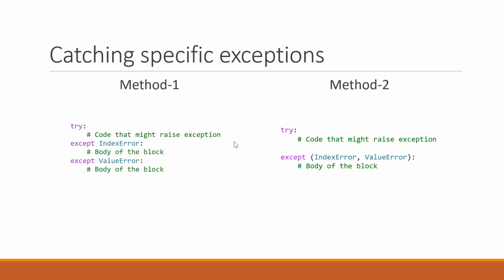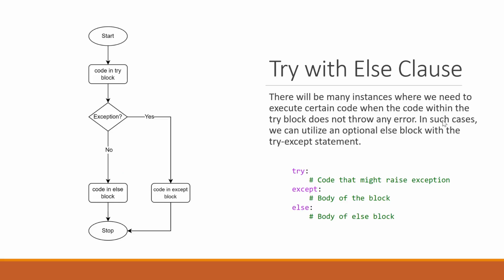Now let's move forward and discuss the next topic. Next we will discuss how we can use the else clause with the try except statement. There will be many instances where we need to execute certain code when the code within the try block does not throw any error. In such cases we can utilize the optional else block with the try except statement. So what will happen when we use the else block with the try except statement?